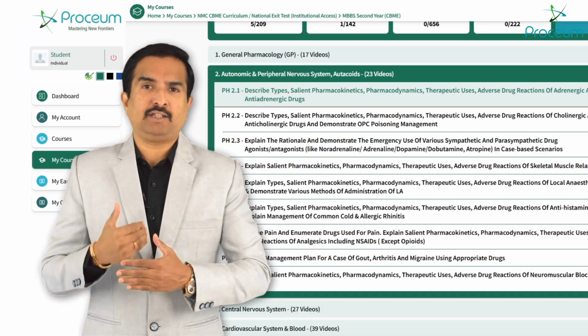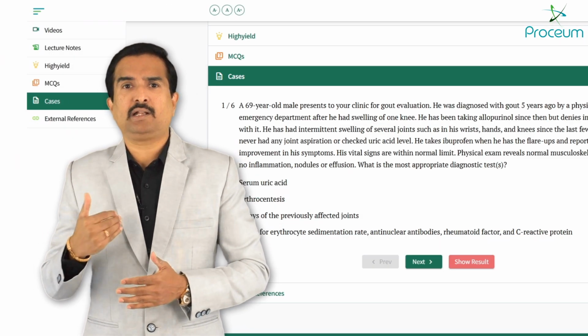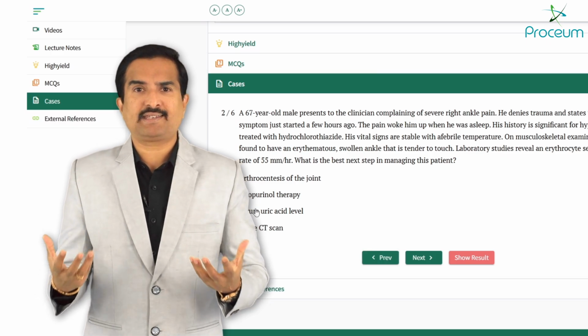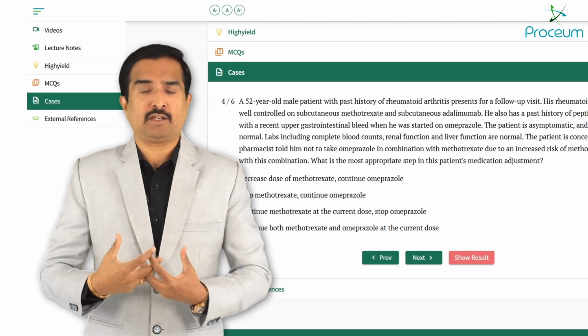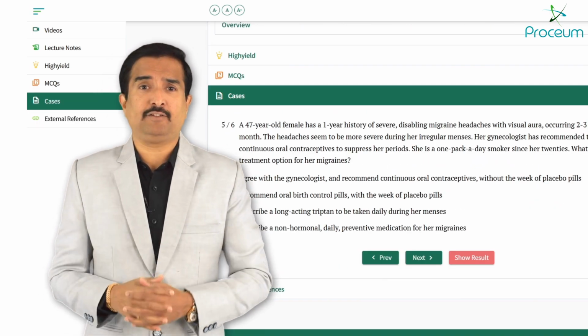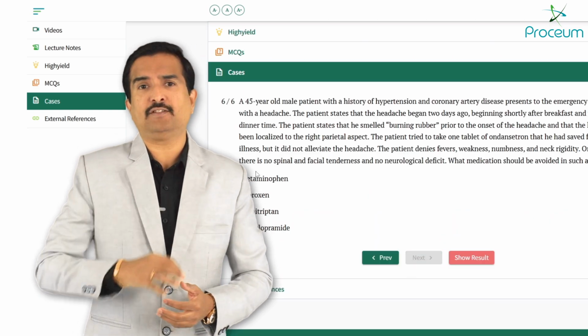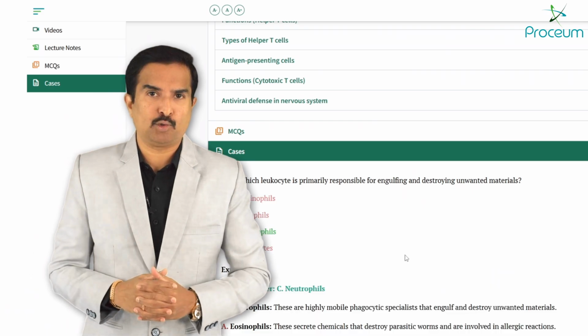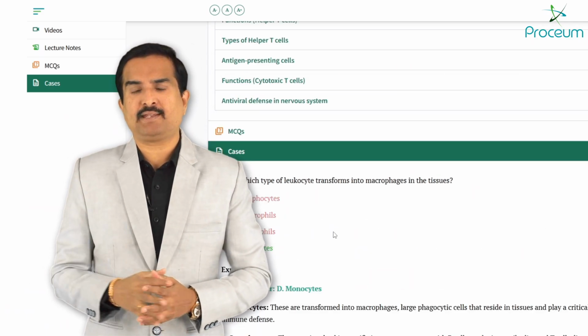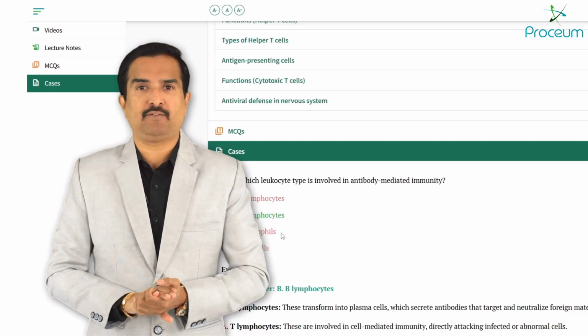So by applying the theoretical knowledge to real-world clinical situations, students can develop critical reasoning skills, understand patient care better, and think like a physician from the first day of med school itself. So this structured and integrated approach ensures a comprehensive and effective learning experience.